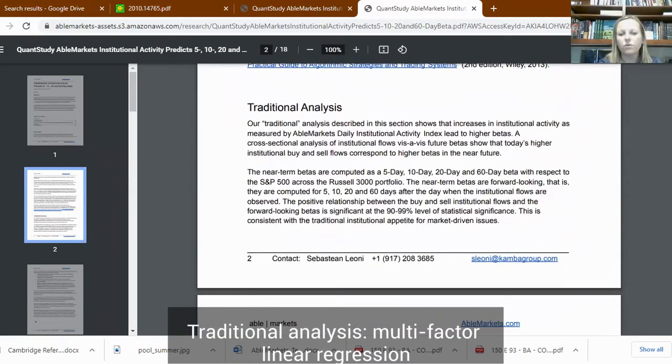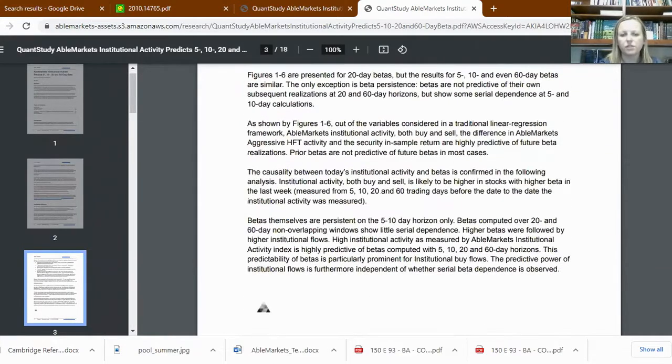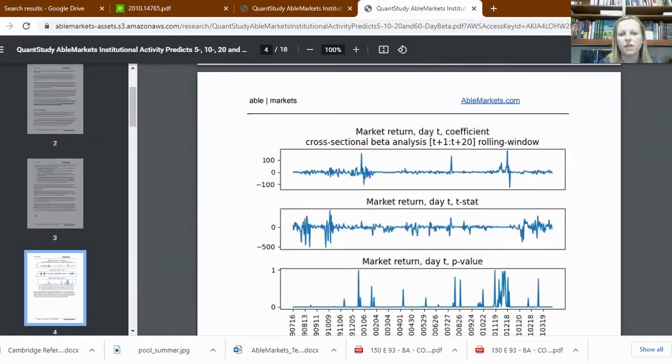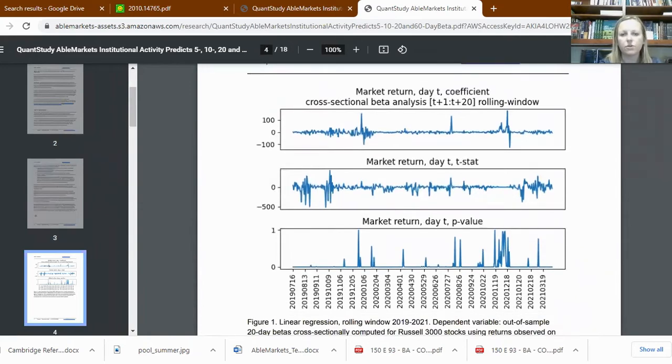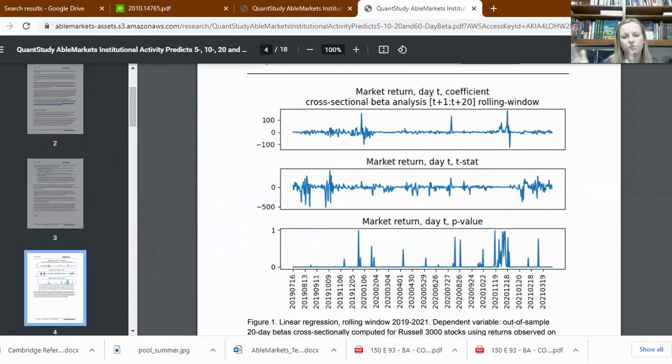So first we go into traditional analysis. In a traditional analysis, we just have a linear regression with a bunch of coefficients. In this case, we have market return, and we're looking at forward-looking beta. So we compute betas and we compute preceding market return, and then we have a rolling window that keeps moving along. Today we're stacking these regressions, they're cross-sectional regressions. So we have today's market return predicting the beta computed over the following 20 days.